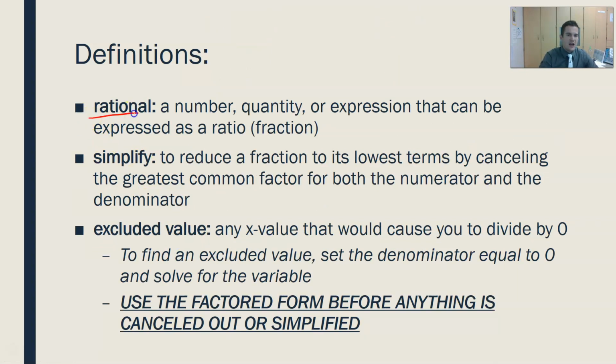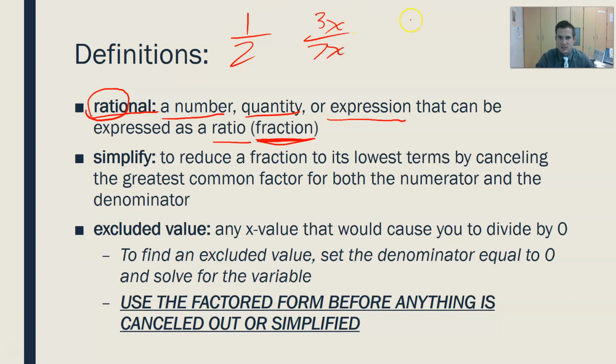So, rational. When I say rational, I'm talking about a number, quantity, or expression that can be expressed as a ratio. See this root word here, ratio? When I say an expression can be written as a ratio, I'm talking about it can be written as a fraction. So 1 over 2 would be a rational expression. 3x over 7x would be a rational expression. 2x plus 6 divided by 3x squared minus 7x plus 4 would be a rational expression. Anything that can be expressed as a fraction.